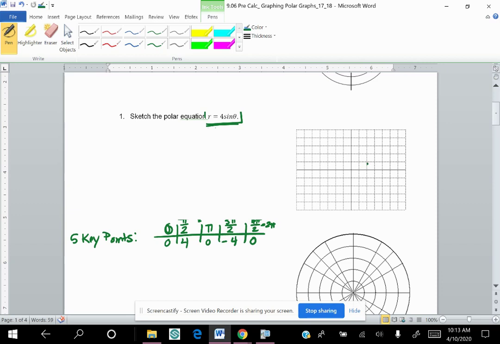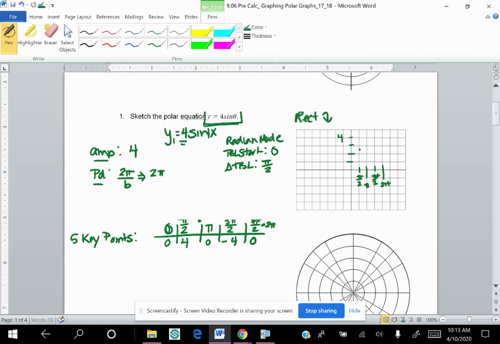On our x-axis, we were going up by pi over 2, so this is going to be pi over 2. Then this will be pi, 3 pi over 2, and then 2 pi. We're going up all the way to 4, so I'm going to just count by 1s.